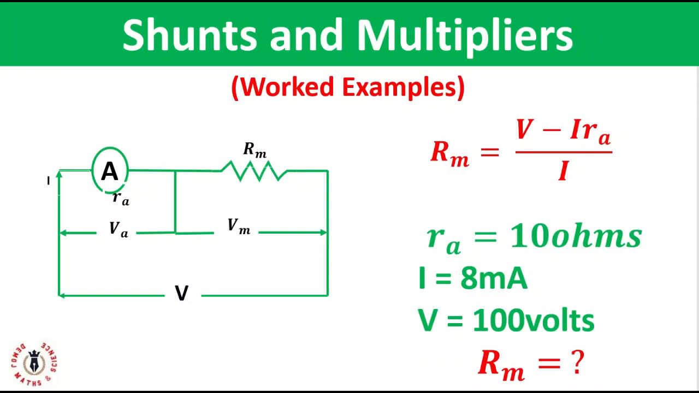In this lesson, we'll take a worked example to help us understand shunts and multipliers. Remember in our last lesson, we said shunts are used with ammeters while multipliers are used with voltmeters.